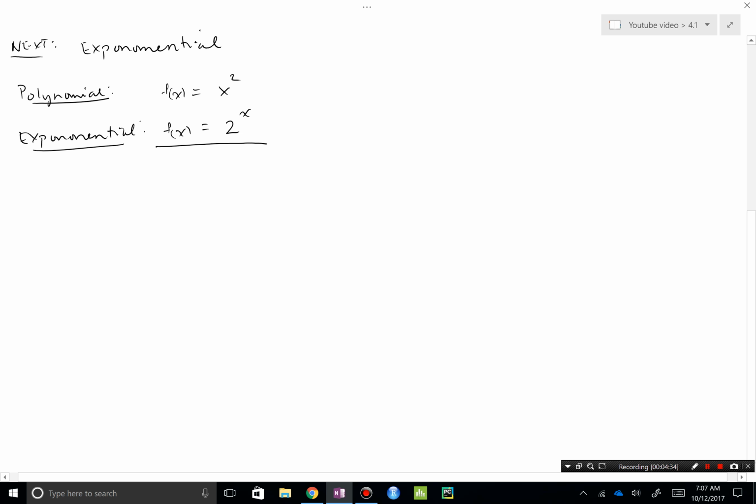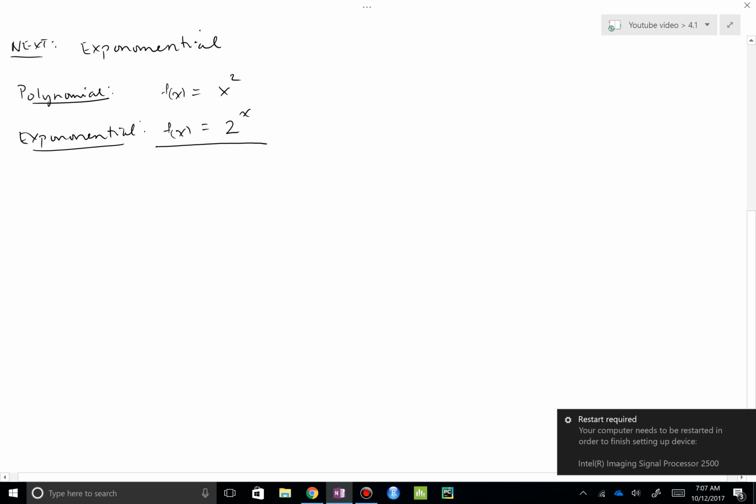Okay, just so you get an idea of what it is. This guy, exponential functions are a lot different, and I want to keep using the word exponential so you get used to hearing the word exponential.